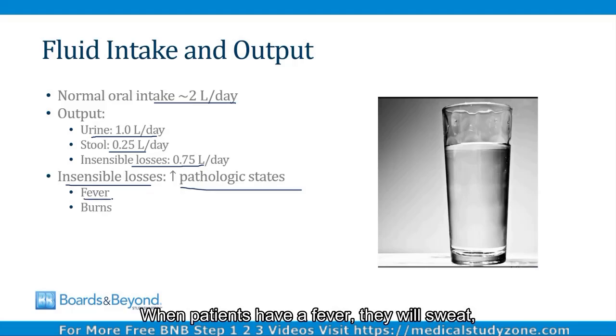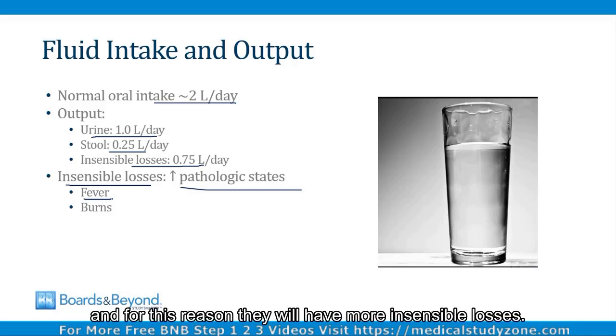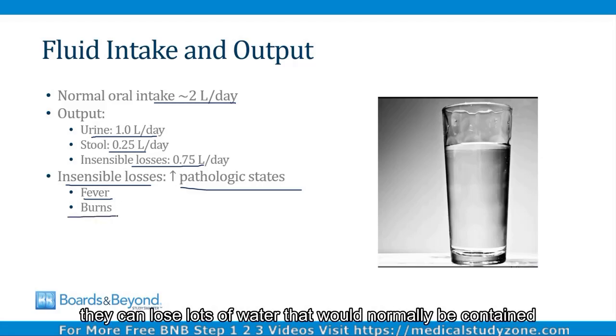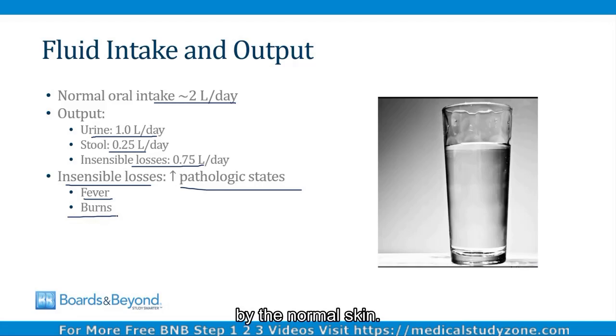You should be aware that insensible losses go up in many pathological states. When patients have a fever, they will sweat and they will also have more water vapor found in the air in their lungs, and for this reason they will have more insensible losses. The same is true in patients who have burns. They can lose lots of water that would normally be contained by the normal skin.